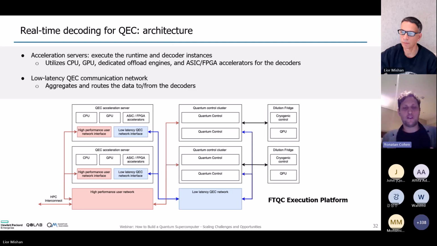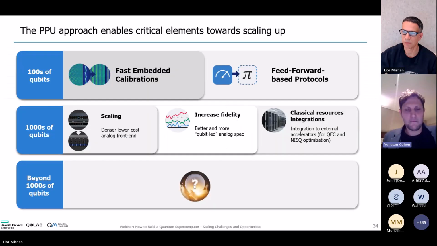All right, and this is the full vision, how you connect the control system to essentially the QPUs. So you see on the right side, the control systems are connected to different QPUs. And on the left side, you see how it's connected to the HPC system. Specifically, you see something very interesting here. You see the two networks, the blue network and the red network. The blue network is what we call the quantum error correction network. This is the low latency, microsecond latency network that we've already demonstrated with DGX Quantum. So you see we link the controllers to the acceleration servers with CPU, GPU, or ASICs down the road, or FPGAs.